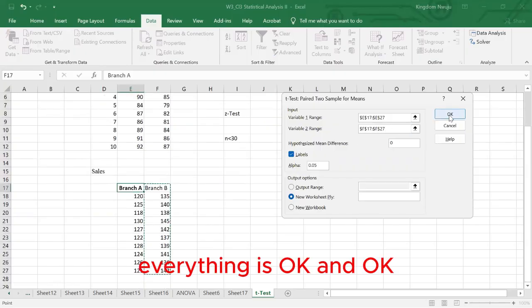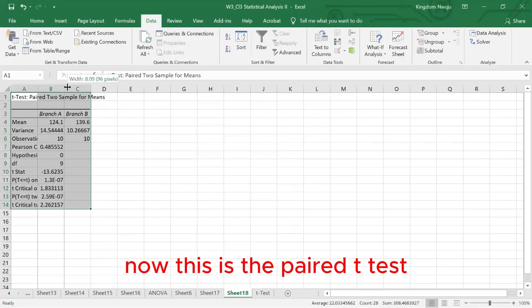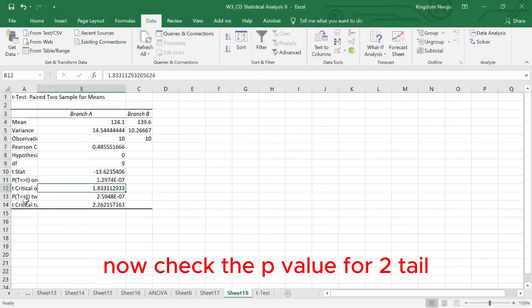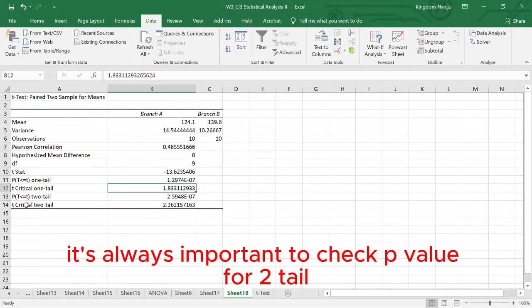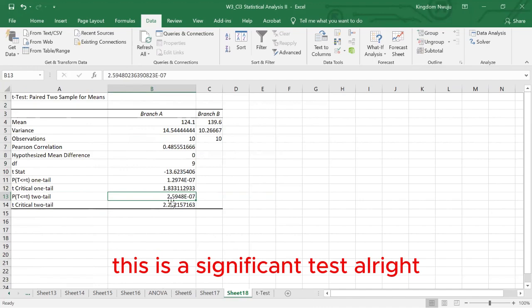Everything is okay and okay. Now, this is the paired t-test. Now, check the p-value for two-tail. It's always important to check the p-value for two-tail. This is 2.59 exponential of negative 7. This is a significant test.